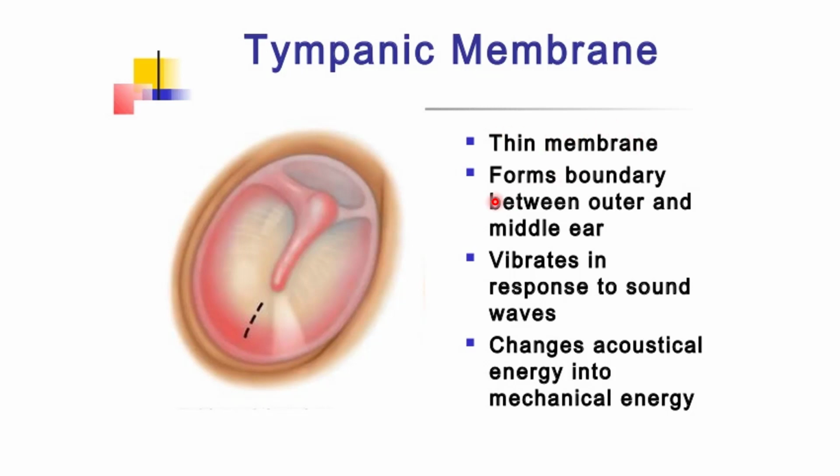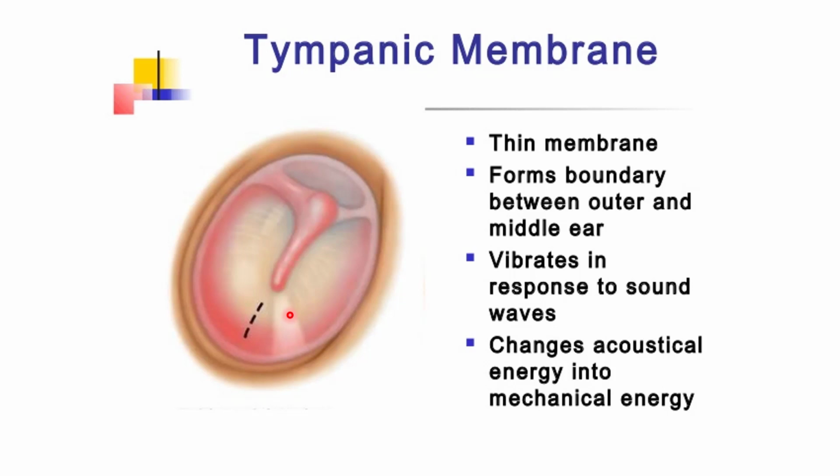So it is a thin membrane, forms the boundary between outer and middle ear, and it vibrates in response to sound waves, and it changes acoustical energy into mechanical energy. So the sound waves, the acoustic energy, come up to the tympanic membrane, drum over it, and then it is converted into mechanical energy. That energy is then transmitted from the malleus to the incus, then to the stapes, then to the oval window, then to the inner ear.